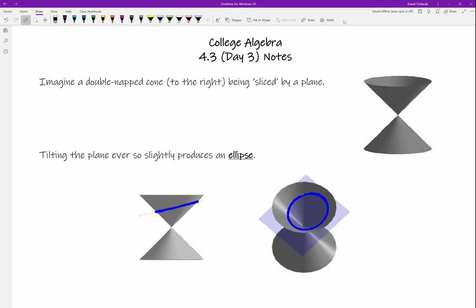Alright friends, welcome back. In this video we're going to go ahead and move on to a third day for section 4.3 of your textbook and continue to talk about conic sections. And in this video specifically I want to take a look at a specific shape that we get by cutting up a cone in a different way than the ways that we've seen in the past.